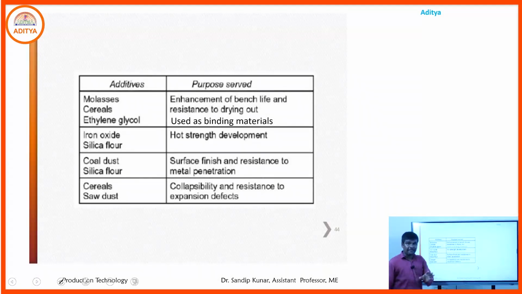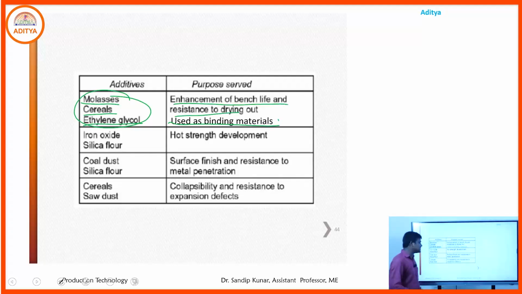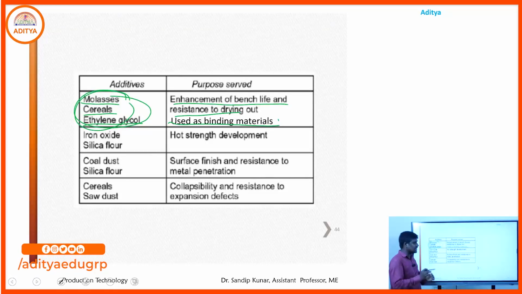Additives: what is the purpose of molasses, cereals, and ethylene glycol? These three additives are used as binding materials. Used as binding materials means enhancement of the bench life and resistance. Bench life means it will increase the life of the silica sand. And also resistance to drying out, meaning that in the presence of these materials, the sand will resist drying.